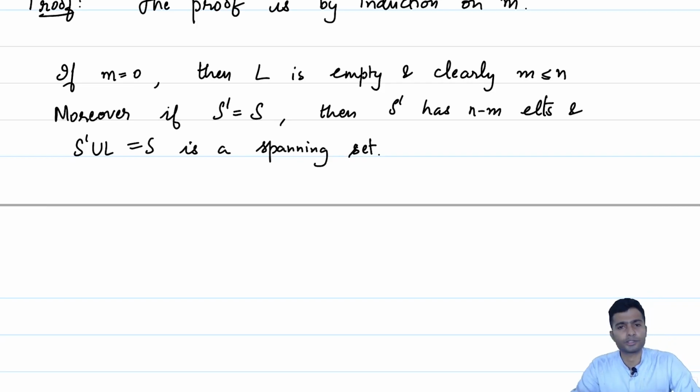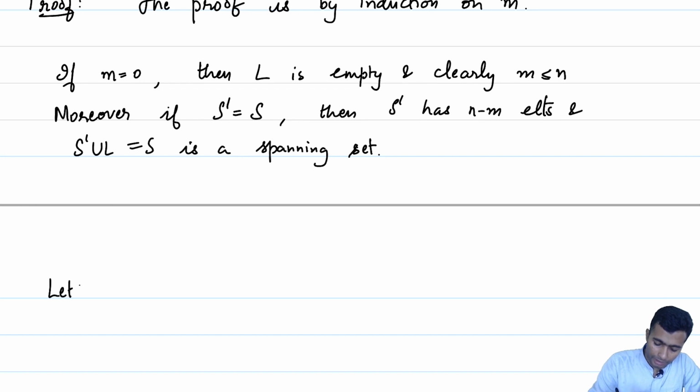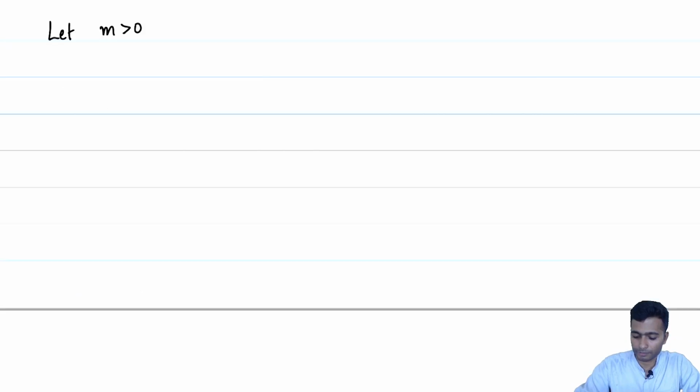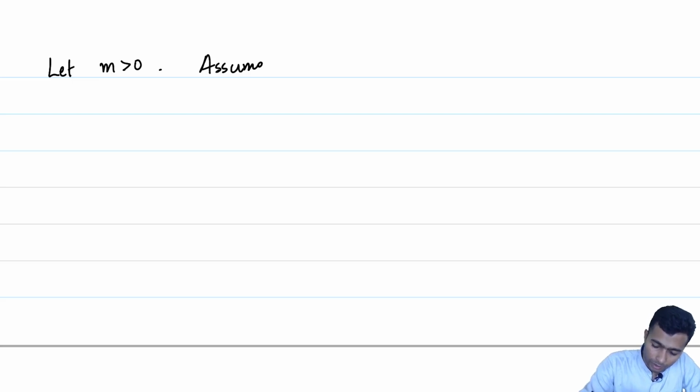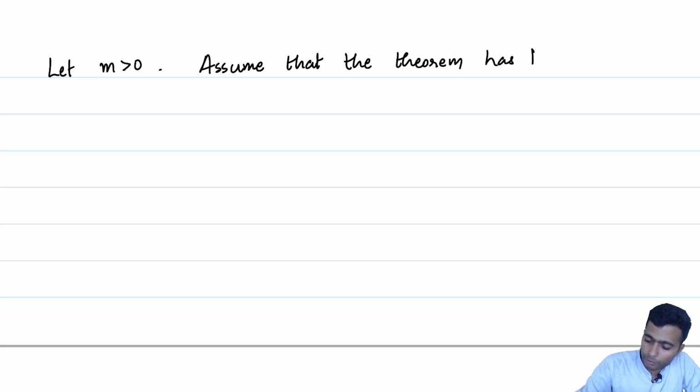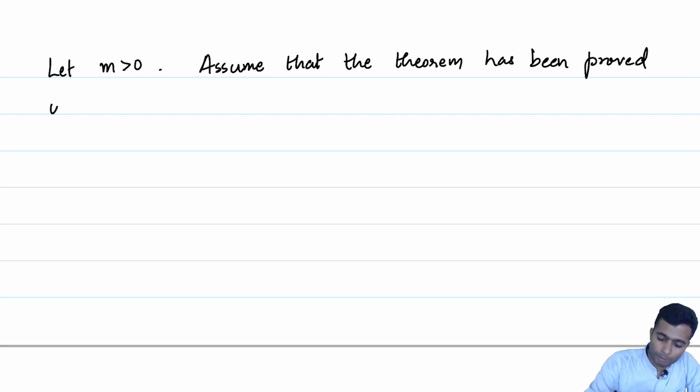Okay. So let us assume that the theorem has been proved. Let M be greater than 0, some positive number, and assume that the theorem has been proved for up to M minus 1. That's the induction hypothesis: the replacement theorem has been proved up to M minus 1.